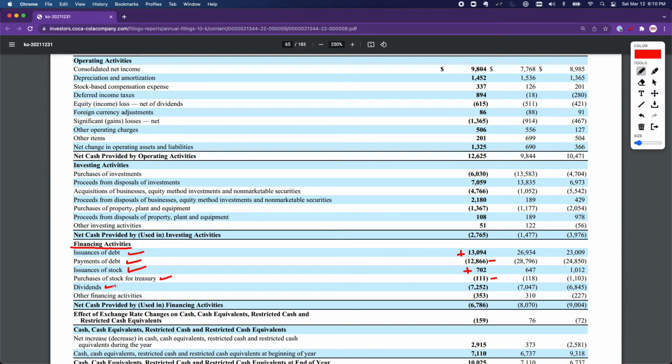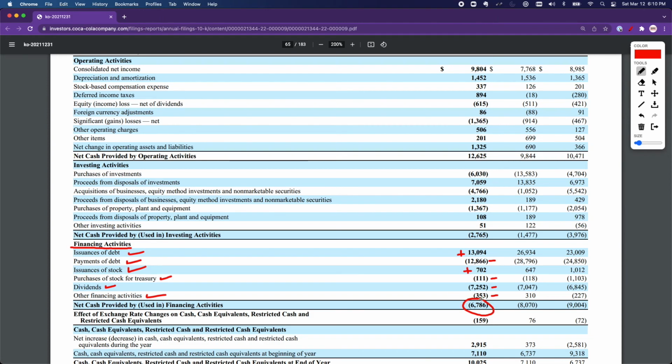And finally, here we have the dividends. As we know, Coca-Cola pays a dividend to their shareholders, and they paid roughly $7.2 billion worth of dividends. So this is one of the reasons Warren Buffett invested in Coca-Cola back in the day. He makes so much money off of Coca-Cola on a yearly basis just on the dividends. So that's pretty cool. And then finally here we have the other financing activities. I'm not sure what these are, but it's not that big of a number. All right. So if we add everything up, then we arrive at this figure.